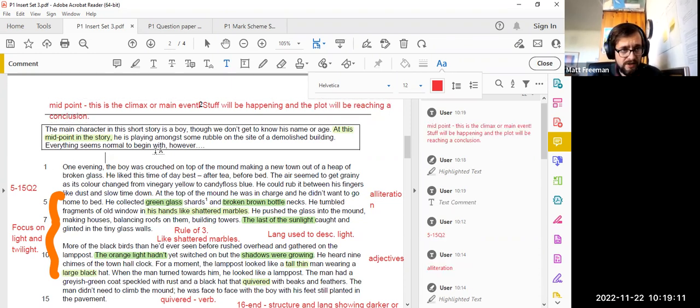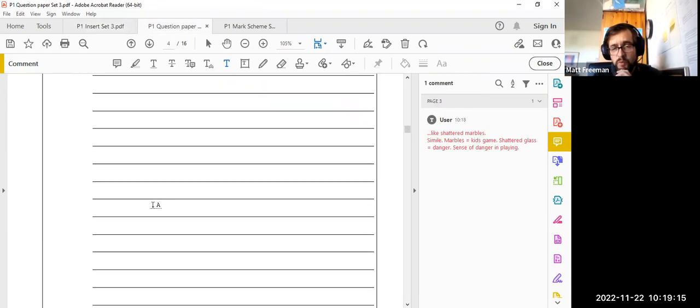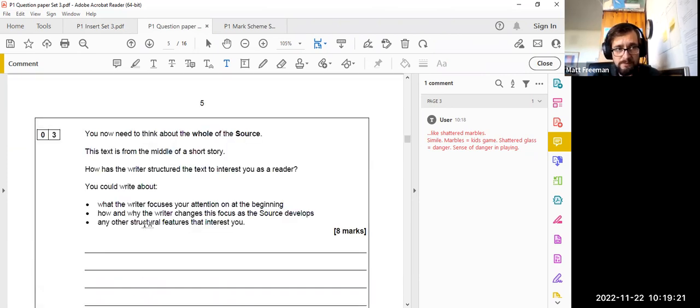Now, focus at the start. Remember, if we go back and look at question 3, and this will be the same in your exam paper when you take it, and all the mocks we're going to be taking up to this point. I have noticed it, what the writer focuses your attention on in the beginning, how and why that writer changes this focus as the source develops. So that's my main focus here, no pun intended. I'm looking for the focus at the start. I'm looking for where that focus shifts.